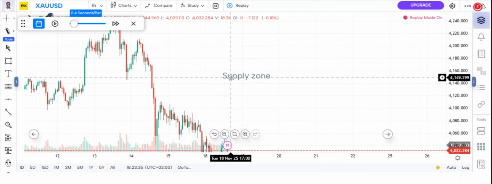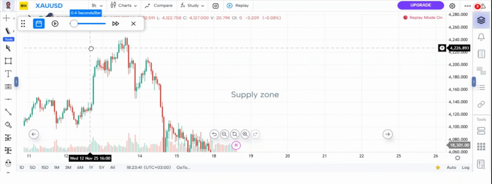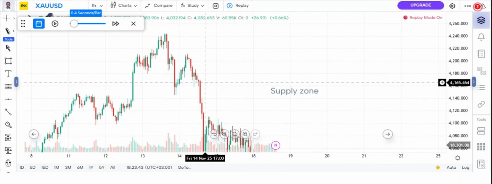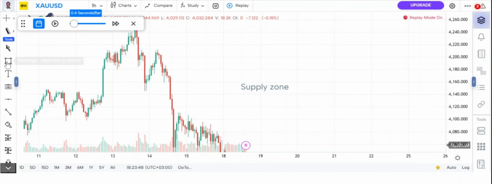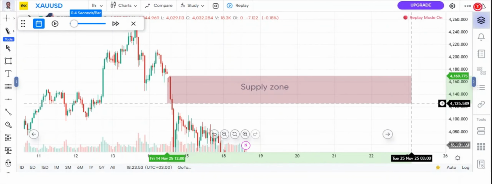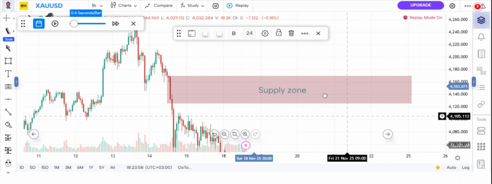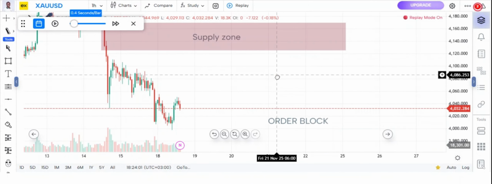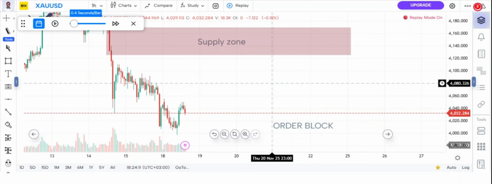Here I can see a valid supply zone. There is a base, and then after the base we are seeing that big move. So I'm going to just line up the whole of this, and that's going to play as our supply zone. The theory behind this is that every time the market reaches there, it's going to bounce out. When the market has been done supplying, it's going to go back to the demand. But for this matter, it's going to get back to our order block.